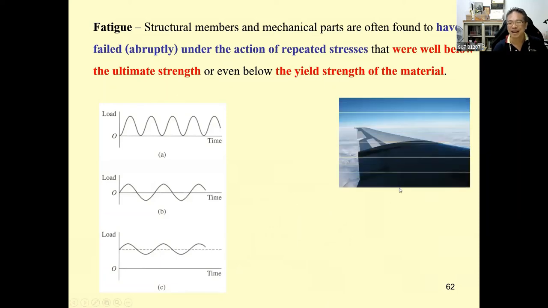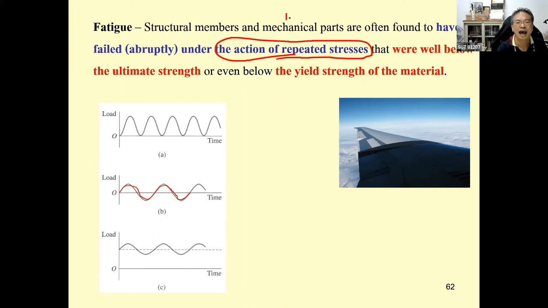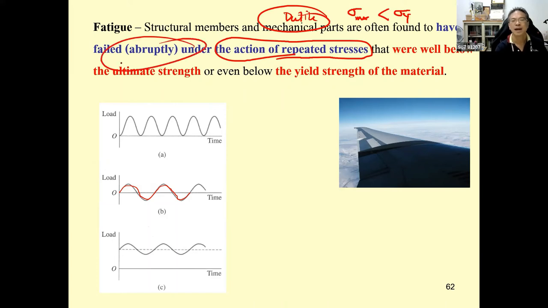Fatigue. There is a force that acts on the wing of the airplane. When the airplane flies, it does not fly just smoothly. There is wind, sometimes typhoon, sometimes storm wind, sometimes soft wind. It is going to vibrate the wing all the time. What happens is that even though the structure is made of ductile material, when it is subjected to repeated load, and the stress on the structure is less than sigma sub y, the ductile material may fail by abrupt failure, even though the stress inside the wing of the airplane is less than sigma sub y.